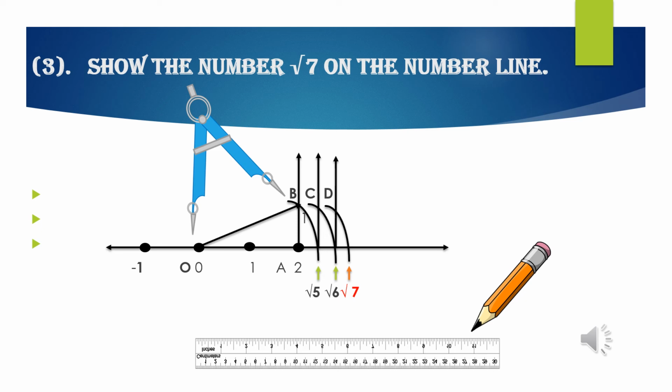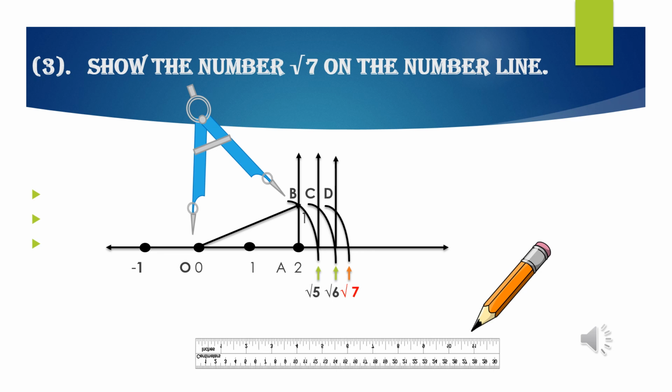Now we will see how to show the number root 7 on the number line. So students will take a scale and draw a line and will mark points -1, 0, 1 and 2 which are equidistant. So you can take a unit distance. For example, you can take 1 unit equals to 2 centimeter. So the difference between each unit number should be 2 centimeter. Now you can see we'll mark the point 2 and take a unit distance vertically upwards as point B.